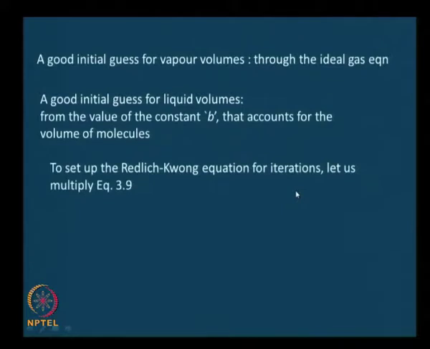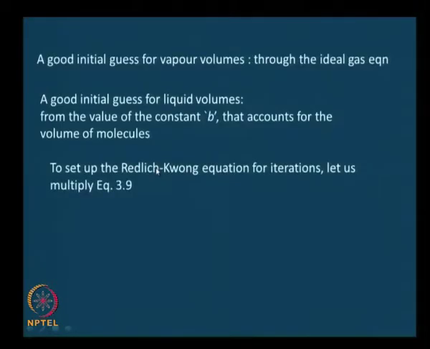Now, let us set up the Redlich-Kwong equation for iterations. In the last exercise we set up something else for iterations. Here we will set up the Redlich-Kwong equation for iterations. To do that, this is the Redlich-Kwong equation, P equals RT by (V minus B) minus A divided by square root of T, that is T to the power half, times V into (V plus B). This is nothing but equation 3.9, the Redlich-Kwong equation.